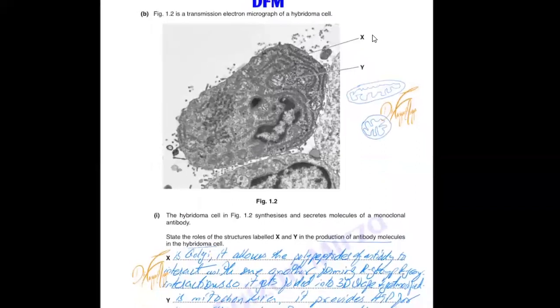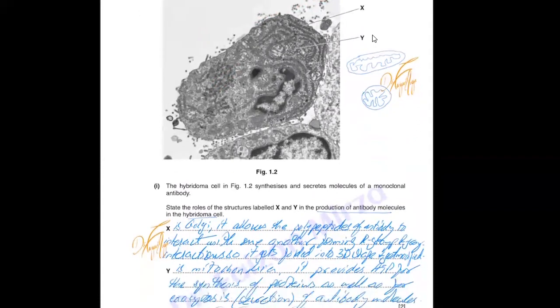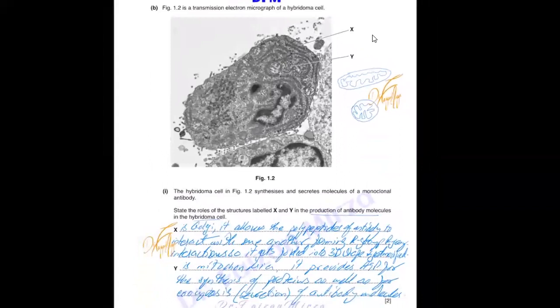In the next part, they have shown a transmission electron micrograph. What's a transmission electron micrograph? It allows an electron beam to pass through the specimen, so you can actually see the internal structures of the specimen, because the electron beam gets transmitted through it. This is the hybridoma cell. They are saying the hybridoma cell in figure 1.2 synthesizes and secretes molecules of monoclonal antibody.